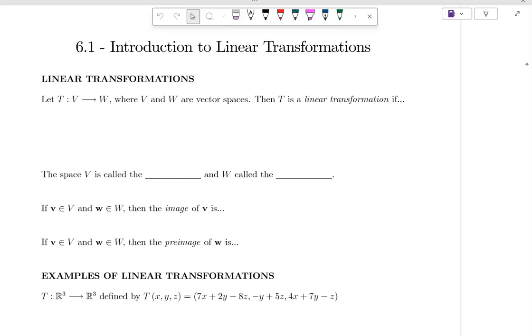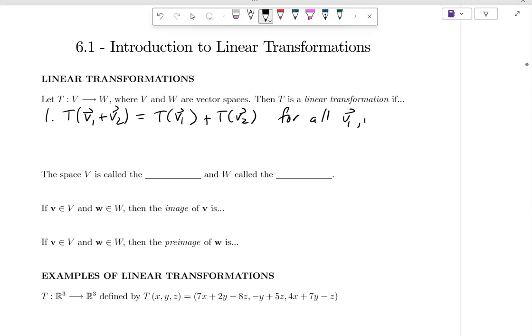Anyway, we've got vector spaces. So a linear transformation is a function from one vector space to another, but it needs to satisfy a couple of properties. The first thing that it needs to satisfy is that it needs to break up over sums. So it doesn't matter if you add first and then do the map, or do the map and then add.